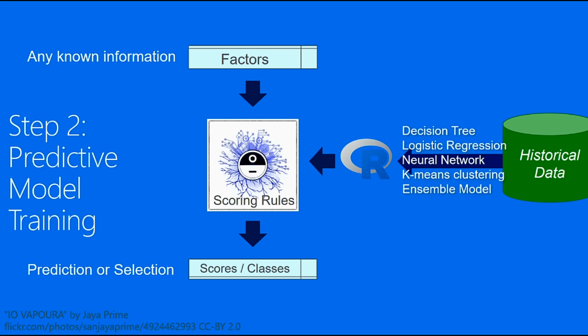That's going to generate our scoring rules. And our data scientists are going to employ lots of techniques that you may have heard of. They might use decision trees or logistic regression or neural networks or k-means clustering, ensemble models, any number of techniques, or perhaps even several of those, and compare which one does best in order to generate those scoring rules.